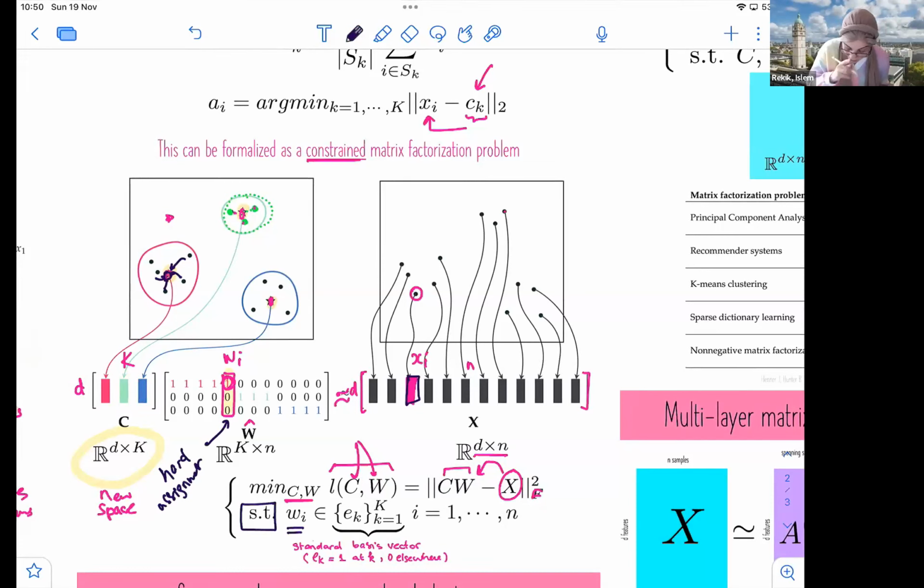W_i belongs to e_k, and here it means that W_i is equal to e_k, where e_k is equal to 1. So if I have the position k, the entry k in my vector, everybody will be set to 0 except the kth value, which will be set to 1. This means this point will belong only to one of these centroids. That's why it cannot belong to multiple. It will belong to only one cluster. And that's the key idea of adding this hard constraint.